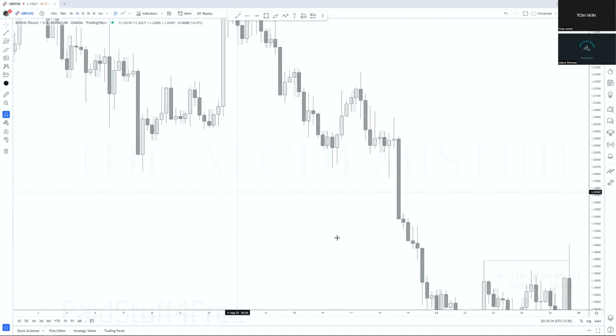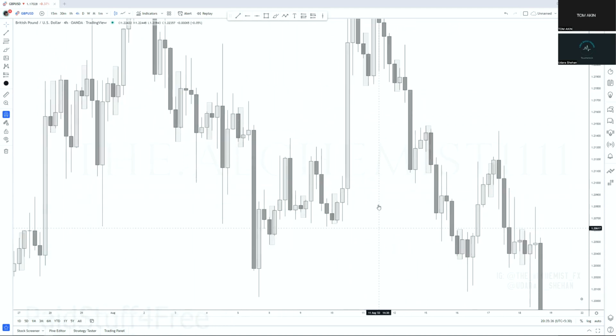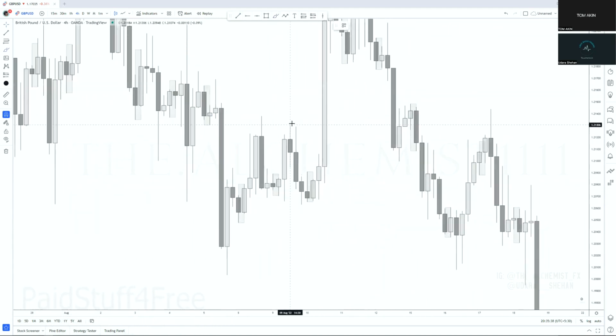Let me show you a clear example. Something like this is what we want to see. Let's say we pick these three candles. What we want to see is a lower high to the left, a lower high to the right, and the middle candle will turn into your swing high. The middle candle will be your swing high.